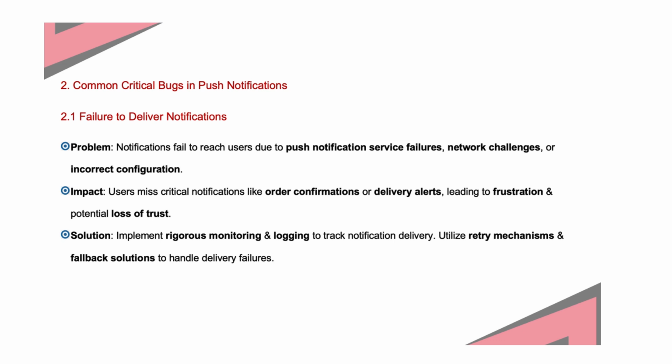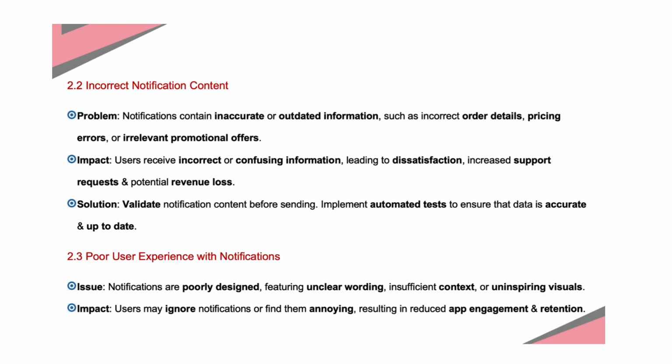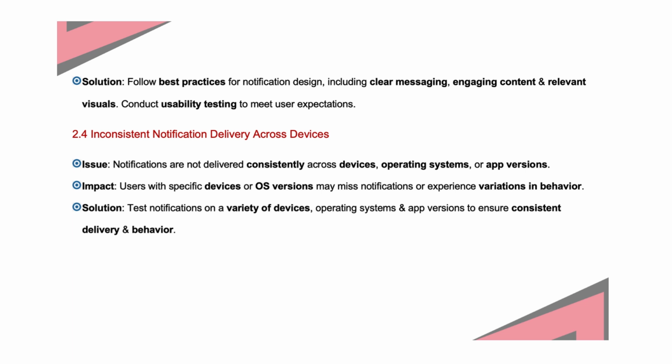Next one is incorrect notification content. Check out problem details, its impact, and solution to it. Next one is poor user experience with notifications. Find below the nature of the problem with impact and fix for the same. Next one is inconsistent notification delivery across devices. Go through below for problem details, its impact, and how to address it.